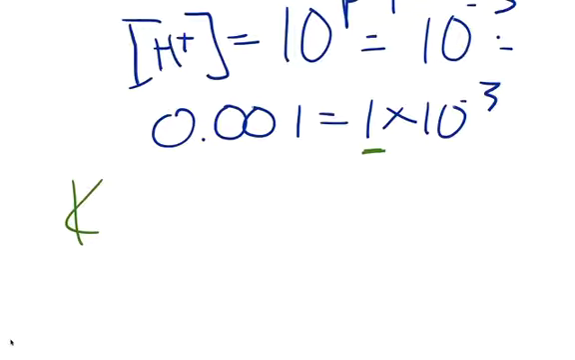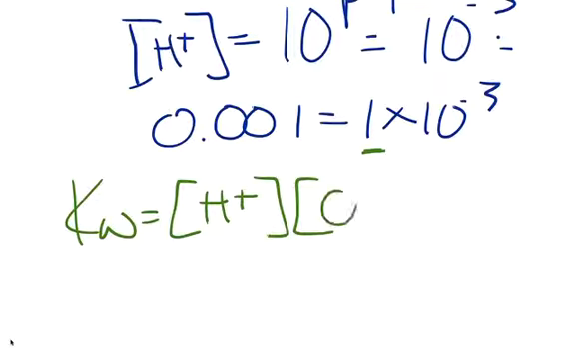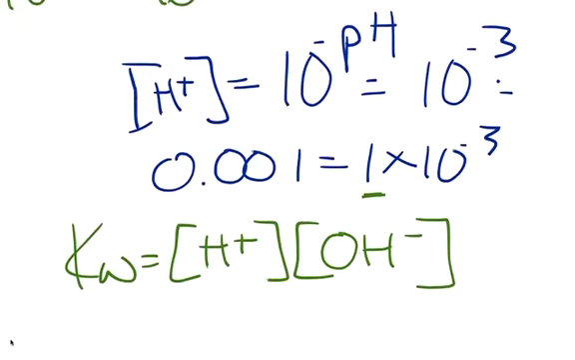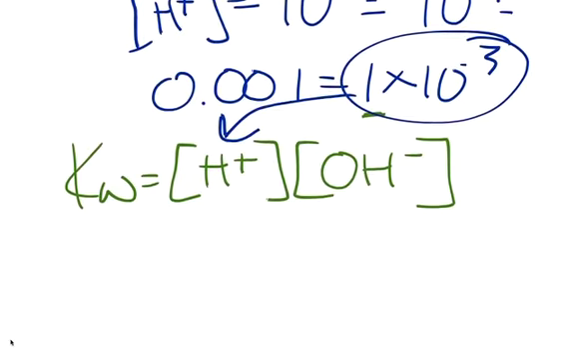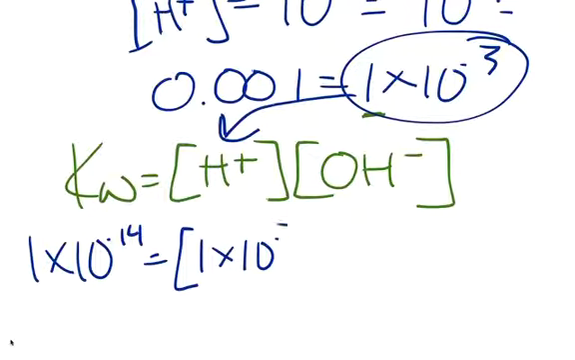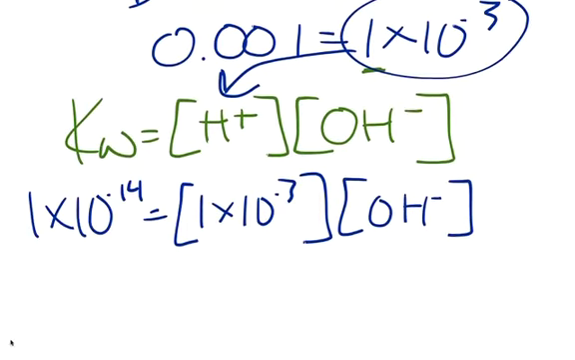One other relationship I want to show you. We already talked about this, that the Kw is always the hydrogen ion concentration times the hydroxide ion concentration. So for instance, in this example, if my hydrogen ion concentration is 10 to the negative third, and my Kw is 1 times 10 to the negative 14th, well then I can solve for the hydroxide ion concentration.